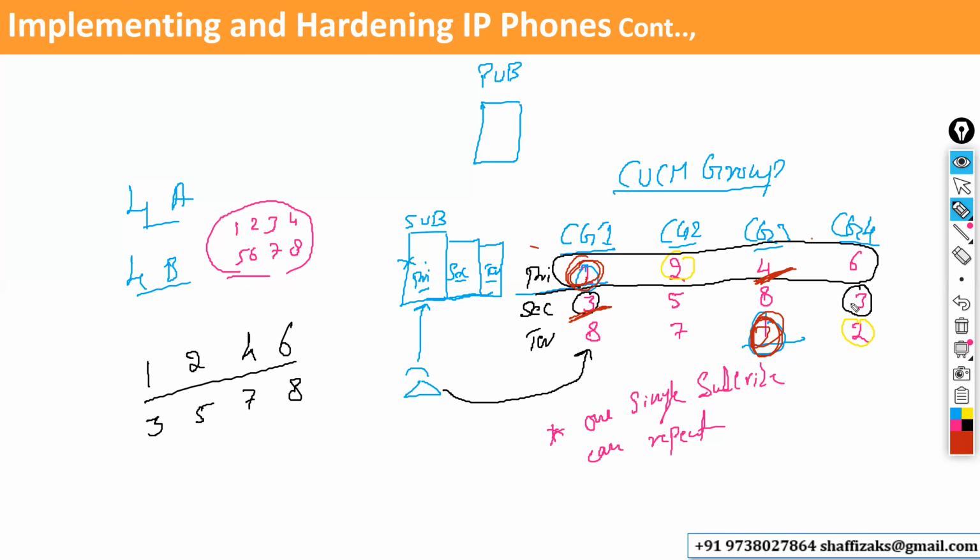But again, good catch, good question. Because at maximum, in one single CUCM we have registered 10,000. Here also 10,000, here also 10,000. That is not possible, so that happens. That's a good question, but this is an example I have given here.